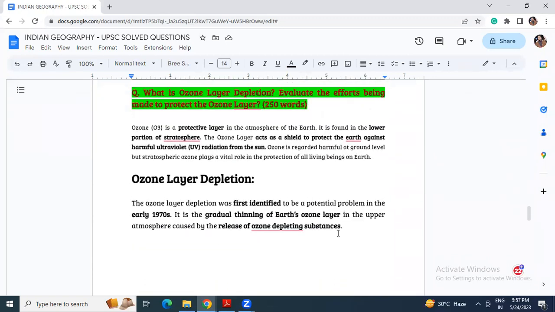The next question: what is ozone layer depletion? Evaluate the efforts being made to protect the ozone layer. So ozone, O3, is a protective layer in the atmosphere of the Earth. It is found in the lower portion of the stratosphere. The ozone layer acts as a shield to protect the Earth against the harmful ultraviolet radiation from the sun. Ozone is regarded as harmful at ground level, but stratospheric ozone plays a vital role in the protection of all living beings on Earth.